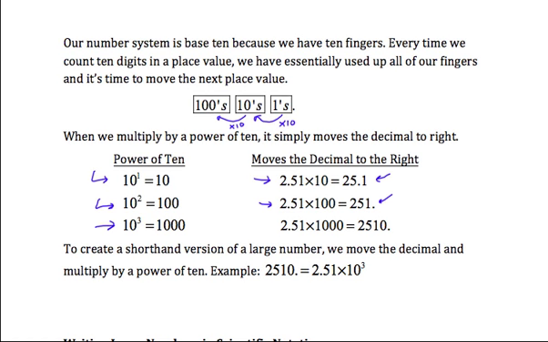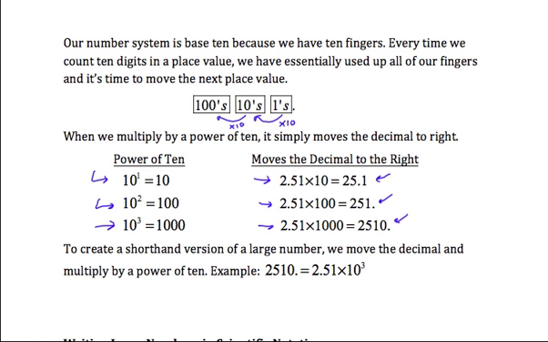Now let's look at 10 to the third power. That's 1,000. And as you might guess, 10 to the third power, we're going to move the decimal 3 places to the right. So if I take 2.51, multiply by 1,000, move the decimal 3 places to the right, I get this answer of 2,510.